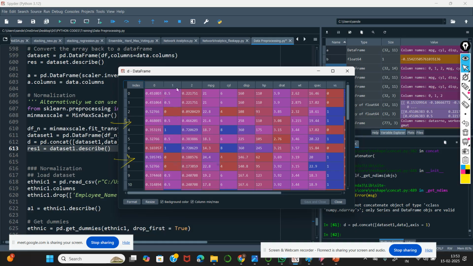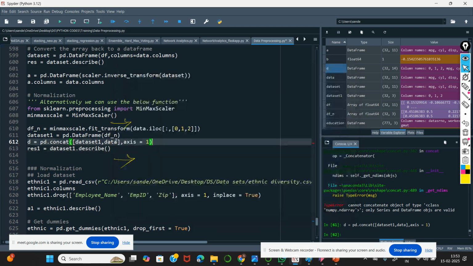So you can use concat if the axis equals 1. If you don't put axis equals 1, it will go downwards, meaning axis equals 0 by default.